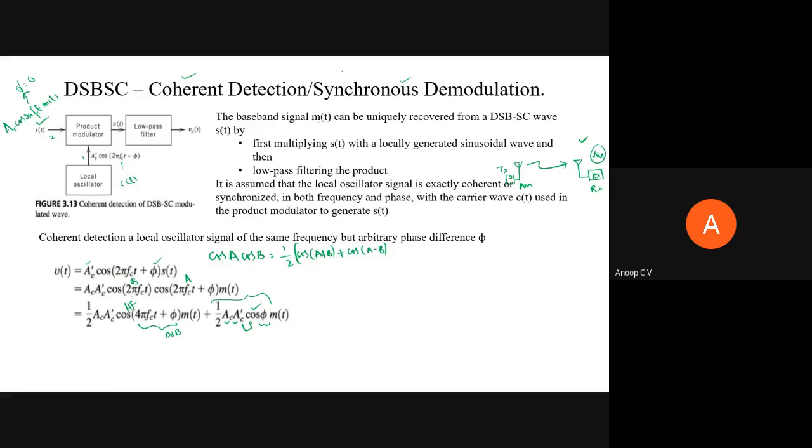What will happen if we pass this v of t through a low pass filter? Maybe this is the spectrum v of f. The product modulator output spectrum is like this. It has half AC dash cos phi times m of t, that is m of f scaled with half AC dash cos phi. Then one more term will be m of t times cos 2 pi times 2 fct, so it will be m of f shifted to plus 2 fc and minus 2 fc.